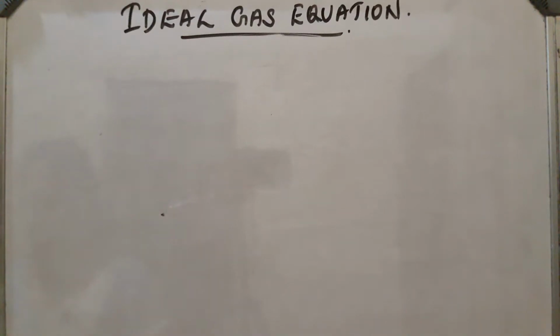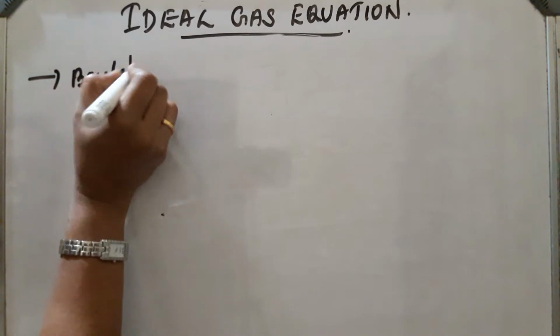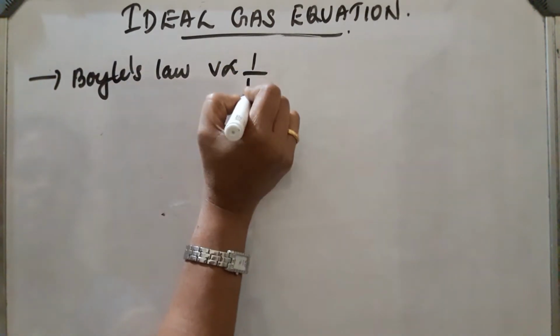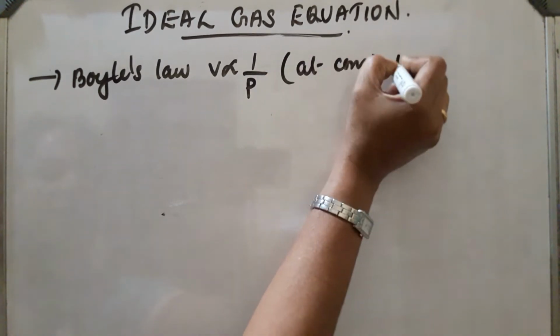Ideal gas equation. The combination of Boyle's law, Charles' law and Avogadro's law leads to an equation which gives the combined effect of change of temperature and pressure on the volume of a gas. According to Boyle's law, V is inversely proportional to P at constant temperature and n.